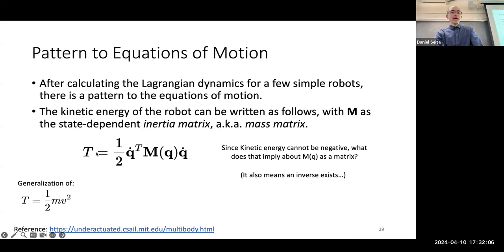You can write kinetic energy as T equals 1/2 times Q dot transpose. The Q is almost always the joint angles of the robot, like the configuration vector, basically. You get Q dot transpose times the mass matrix times Q dot. Kinetic energy must be non-negative. What does it mean to have negative kinetic energy? I'm not sure. So that means this must be at least positive semi-definite.